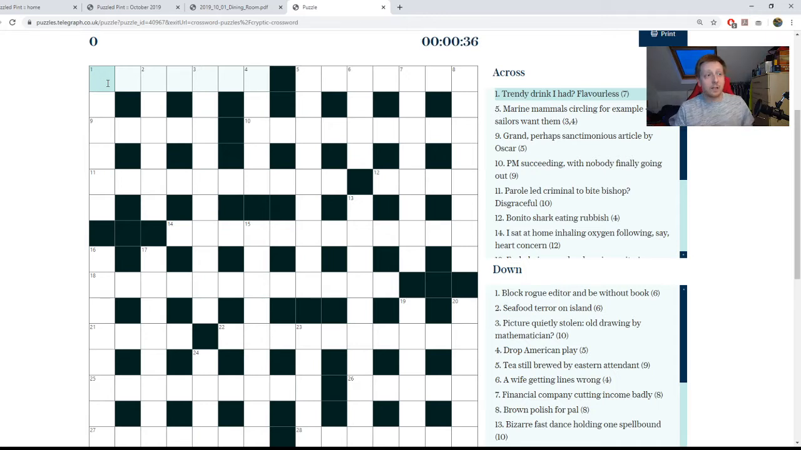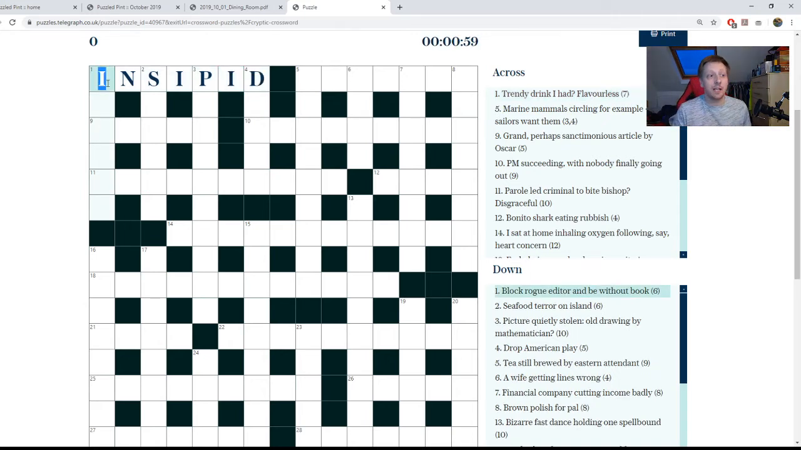This one I have. I'll give you 5 more seconds. The definition here is flavourless. If something's trendy, it's in. It's the in thing. If you have a drink, you have a sip, and I had is literally I'd, when you contract it, and that gives you insipid. And if something is insipid, it is flavourless.